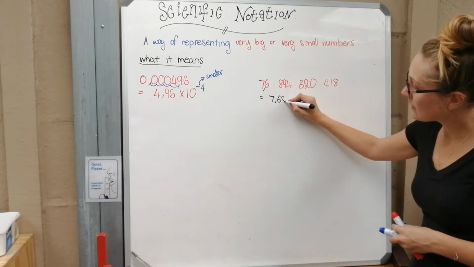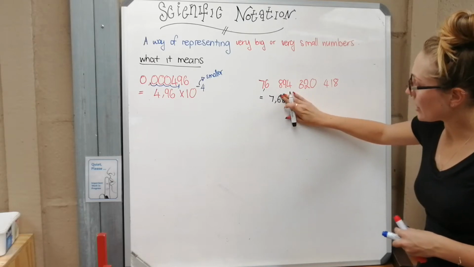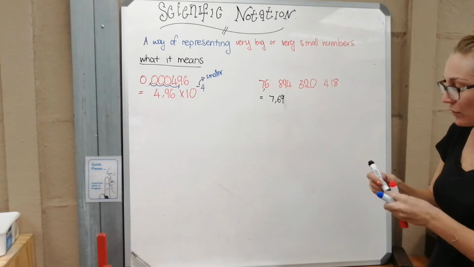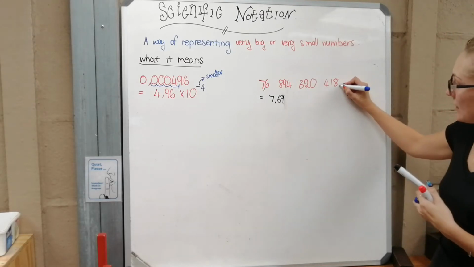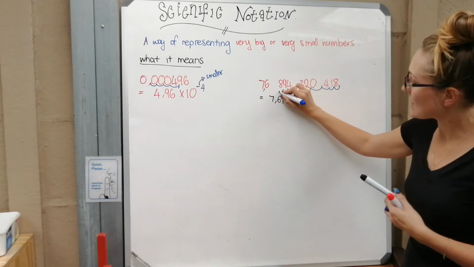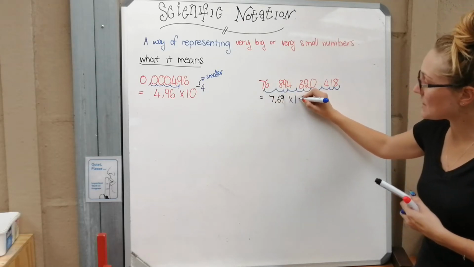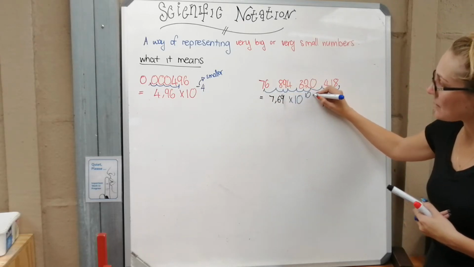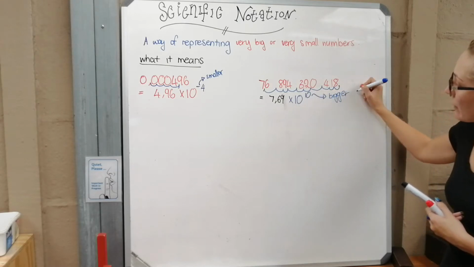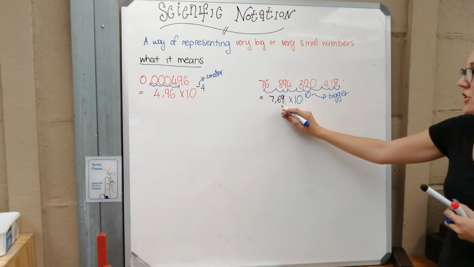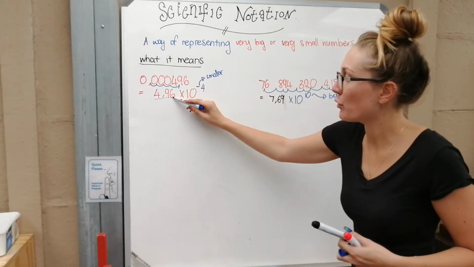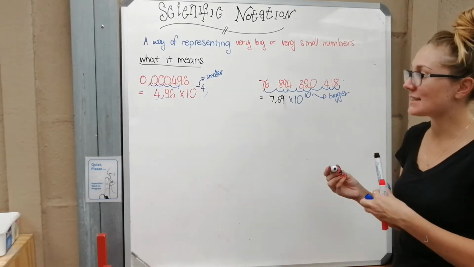7,68, rounding off, sorry, comma 69, and we moved our comma, it was here, and we moved it 1, 2, 3, 4, 5, 6, 7, 8, 9, 10 places, so it's times 10 to the, and now it's positive 10 because it's bigger. Okay, our original number is bigger than that, so it's times 10 to the positive 10. Here, our original number is smaller than 4,96, so it's 10 to the negative 4.